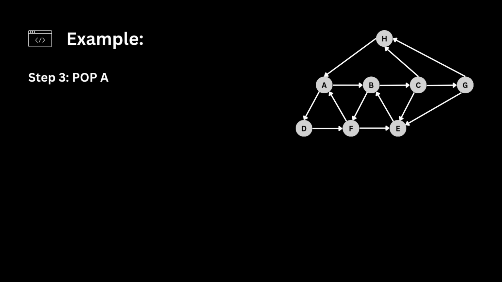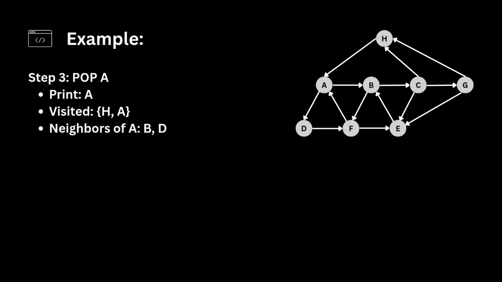Step 3, we pop A from the stack. A becomes our next visited node. We mark it as visited and print it. A is connected to B and D. Since both are unvisited, we push them onto the stack. Push D first, then B, so that B is on top and gets visited next, as stacks are LIFO, that is last in first out.